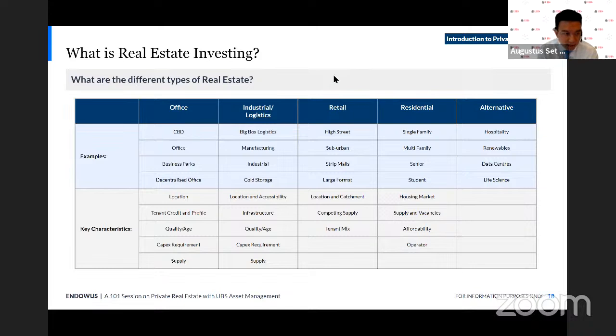So in the blue highlight in the top portion of this table, some examples. If you start from the left, if I look at office in the first column, there's CBD, the central business district, that type of office. But there's also other types that could be located away from the CBD, right? So you could have business parks or decentralized type locations that are more campus style, so the likes of Google or life science precincts in Singapore utilize that type of office space.